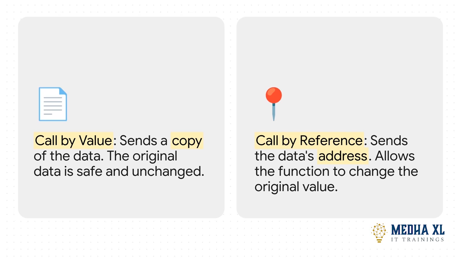Okay, now this next part is absolutely crucial. There are two main ways to pass those ingredients in. Call by value is like sending a photocopy of your data. The function can write all over that copy, but your original document is perfectly safe. Call by reference, on the other hand, that's like giving the function the actual address of your original data. It's way more powerful because it means the function can directly change your original variables.